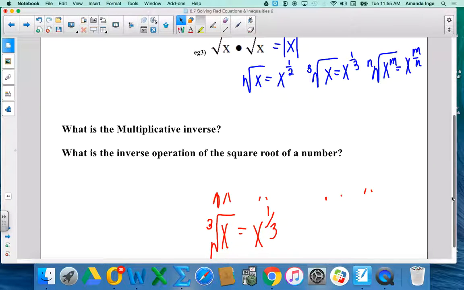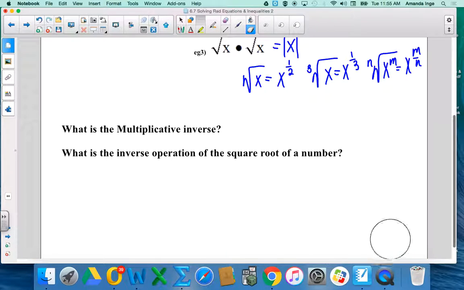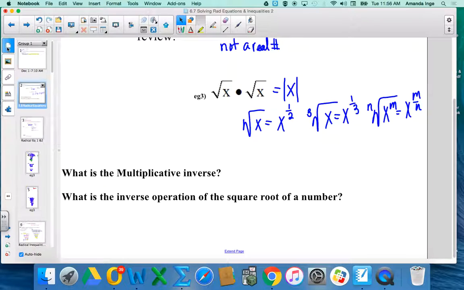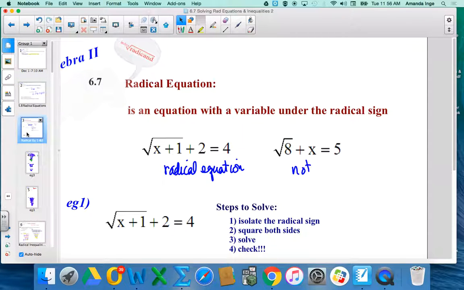Then, you know that the multiplicative inverse is a fancy name for a reciprocal. You know the inverse operation of the square of a number is the square root of a number. So today, I'm going to be talking about radical equations.